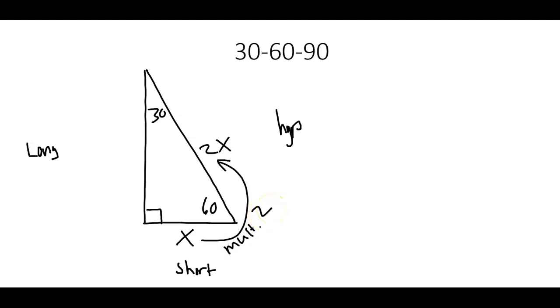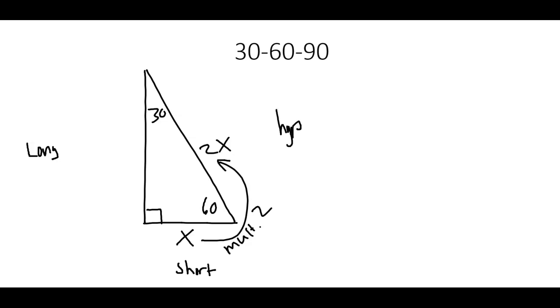Not square root of 2. That was the 45, 45, 90, right? I get a lot of students that mix that up here. 45, 45, 90s are the ones that have a square root of 2. But for these guys, it's not square root of 2, it's just 2. So in other words, you just literally double it. So whatever the short leg is, multiply that by 2 and you get the hypotenuse.